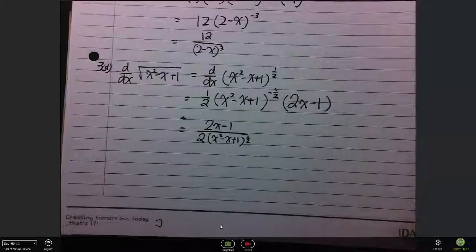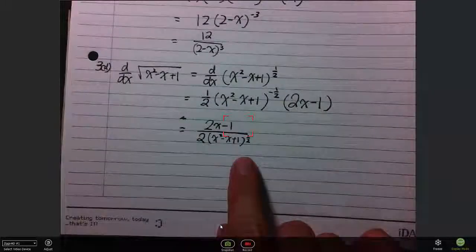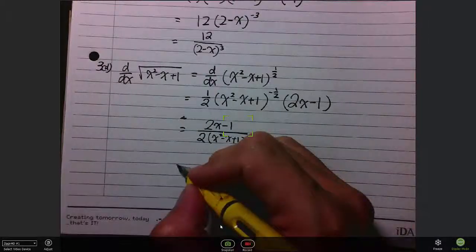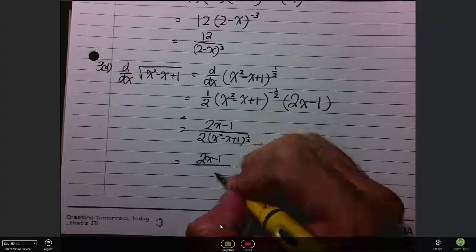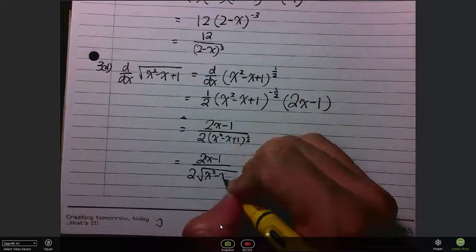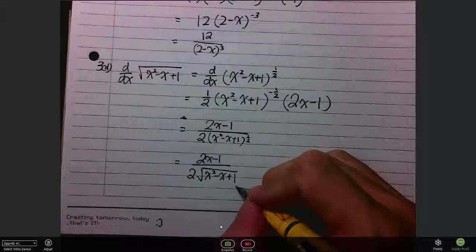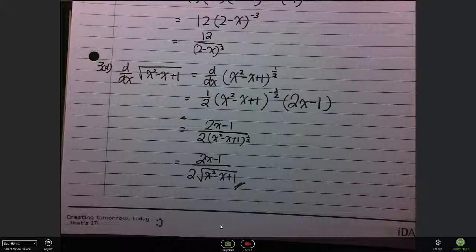Alright, from here, what we do next is this. If you want to write it more nicely, this power of half can be written as (2x minus 1) divided by 2 times the square root of x squared minus x plus 1. And that is all the examples that I'll be giving from chapter 14.2. The rest will be practiced in class.